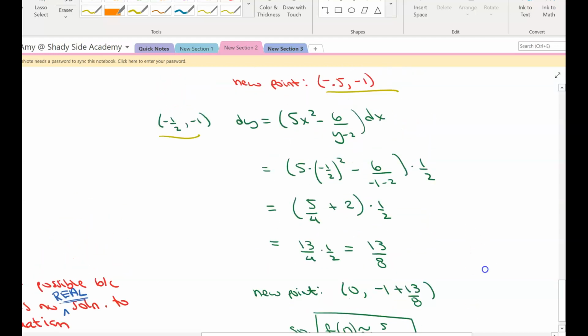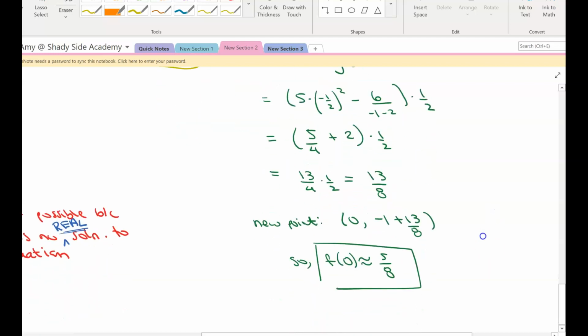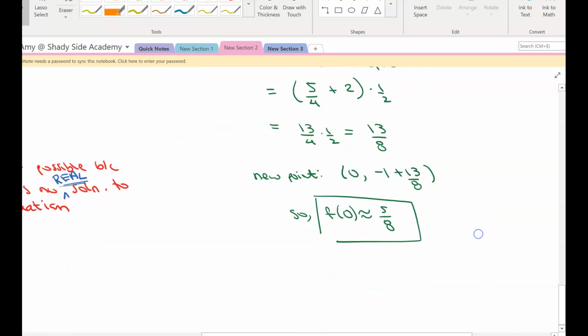I wonder if I made a mistake somewhere in my arithmetic. What do you think? Did I? Let me see. No. Uh-oh. Oh, no. Oh, no, no, no. 5/4. 2. Okay, well, all right. That's funny. All right, good.